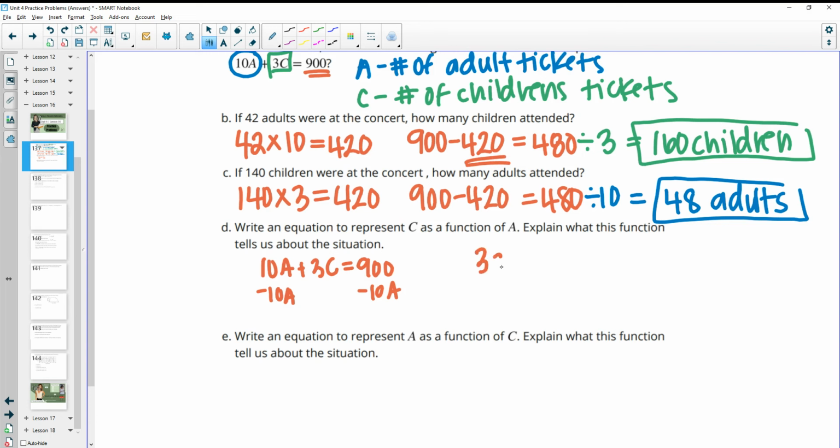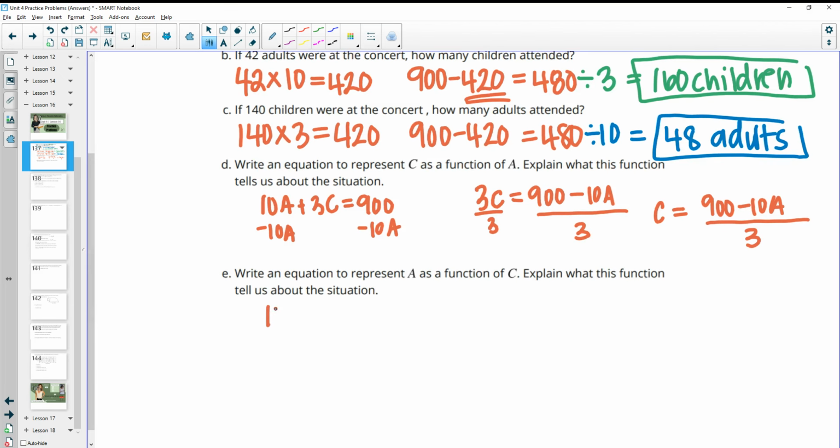So that's going to give us 3C equals 900 minus whatever our adult revenue was. And then to solve for C, then we just take that number and we divide it by 3. So then our C equation is equal to 900 minus 10A and then divided by 3. And this would represent the number of children's tickets. So this would just be solved for children's tickets.